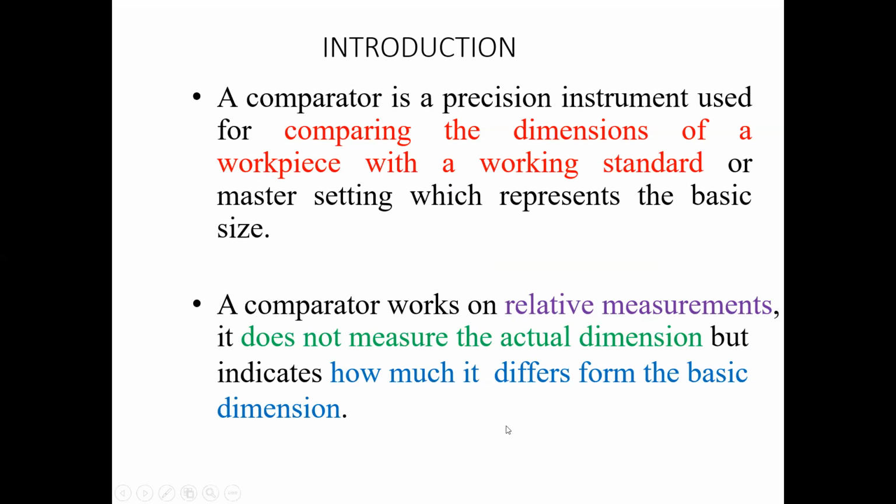A comparator works on relative measurements. The measurement is given with respect to the standard work part, that is the master slip gauge, right? Relative measurement, how much it differs from the standard one, is given. So these completely depend on relative measurements, right? It does not measure the actual dimension. The comparator does not measure the actual dimension, but indicates how much it differs from the basic dimension. Only the difference of the given work part from the standard one is indicated by the comparator.